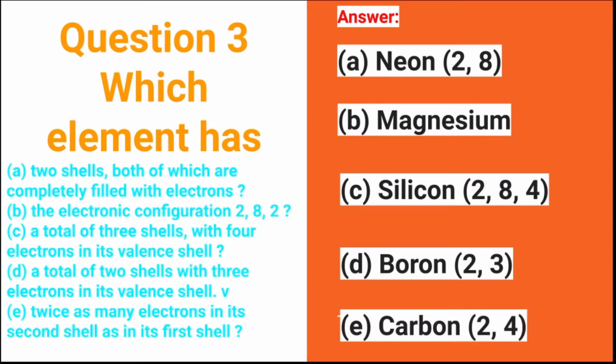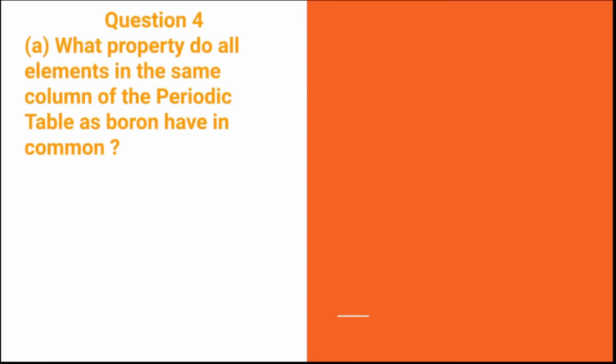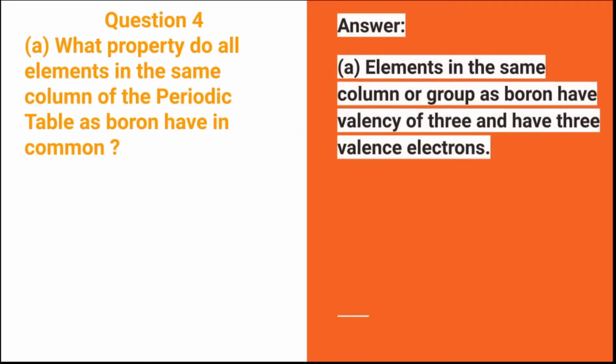Let's move on to the next question. Question number 4. What property do all elements in the same column of the periodic table as boron have in common? The answer is, elements in the same column or group as boron have a valency of 3 and have 3 valence electrons.